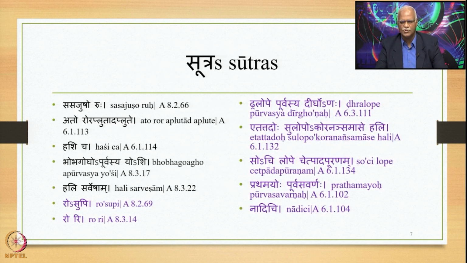And then these are the sutras that state the Swadi Sandhi. So the ones that we have already studied are Sasajushoruhu, Atorora Plutada Plute, Hashicha, Bhobagogo Apurvasya Yoshi, and Hali Sarvesham. We have studied these sutras in a lot of detail. Now let us study in this particular lecture the remaining sutras, namely Rosupi, Rori, Dhalope Purvasya Dirghonaha, Etattadosulopo Akoranai Samase Hali, Sochilope Chet Padapuranam, Prathamayo Purvasavarnaha, and Nadichi.